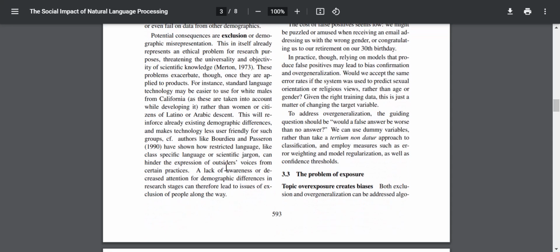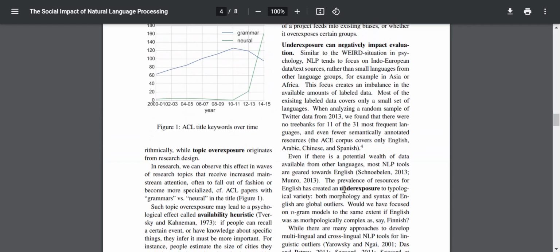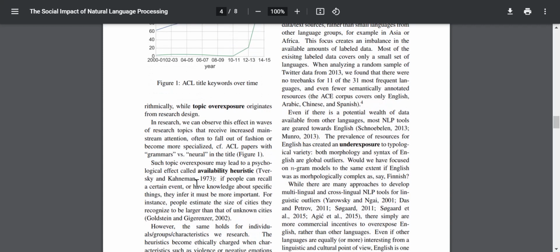Alright, so now we discuss the problem of exposure. Topic overexposure creates biases. Both exclusion and overgeneralization can be addressed algorithmically, while topic overexposure originates from research design. In research, we can observe this effect in waves of research topics that receive increased attention. So at some point, you'll see some topics are booming.